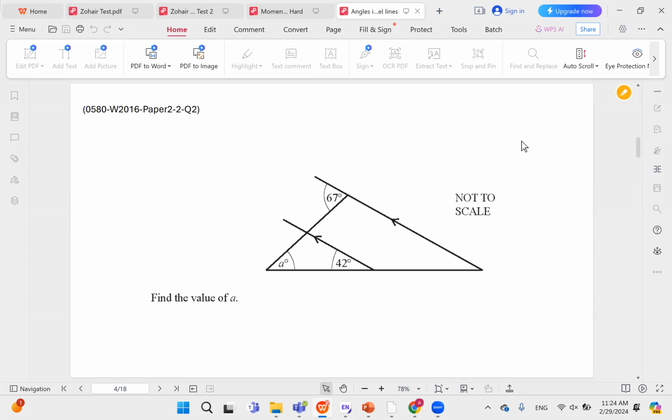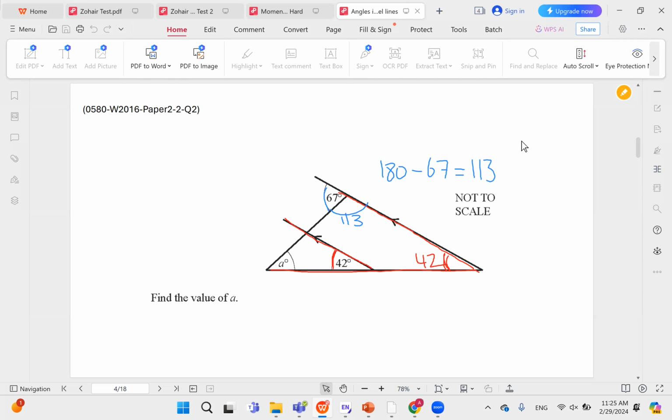Find the value of A in this diagram. Again, we have parallel lines. If we join them together, we get something that looks like an F. So this angle here is 42 because it's corresponding with this angle here. And also we have the 67 outside. So we can get this angle as 180 minus 67. This gives us 113. So this angle is 113.